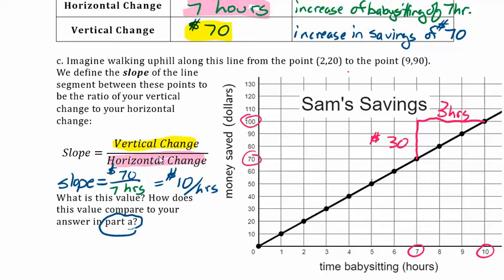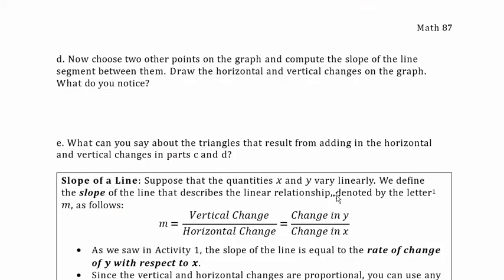So let's go over and write the vertical change divided by the horizontal change over here. So the vertical change in the example I used was $30, and the horizontal change was 3 hours. So 30 divided by 3 is $10, and my units would be $10 per hour. What do you notice? We got the same thing.